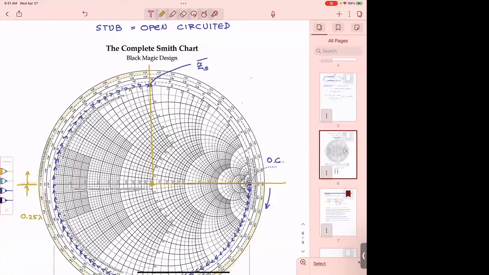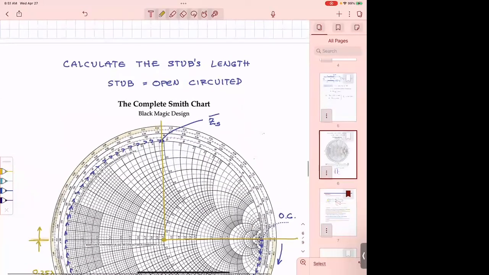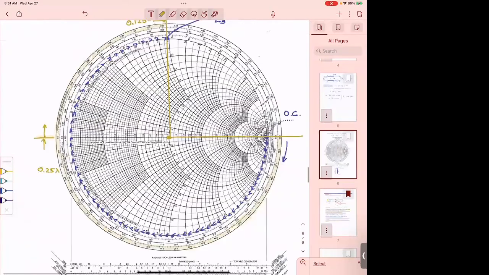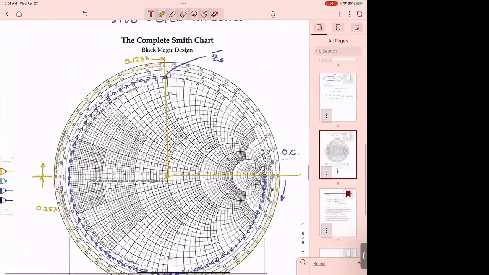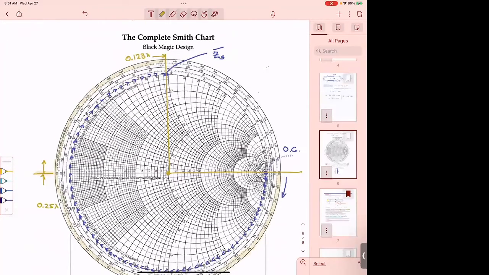0.123. When I stop there it is 0.123 lambda. So I have now to sum the two. All right, so the total distance D sub S for my stub is 0.25 plus 0.123 lambda.